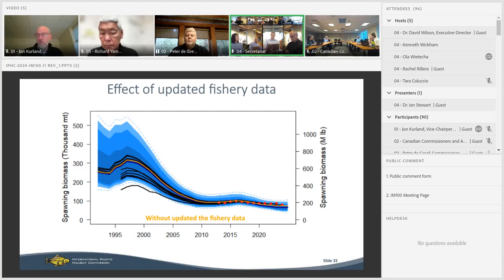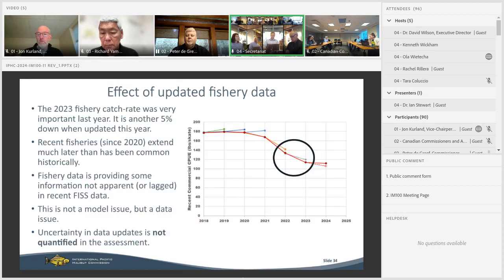So maybe we're getting a little bit of a different signal, or perhaps there's a bit of a lag in that the fishery is picking up something that the fishery independent setline survey hasn't yet. Now, I want to highlight a very important aspect of this: this is not a model issue. This is not something that's going on inside the model, but in fact, it's a data issue. So we're actually revising the data from last year to include all the most recent information, and that seems to be what's having the largest effect on the stock assessment. The reason that's particularly important is that this kind of uncertainty in data updates is not quantified in the stock assessment.